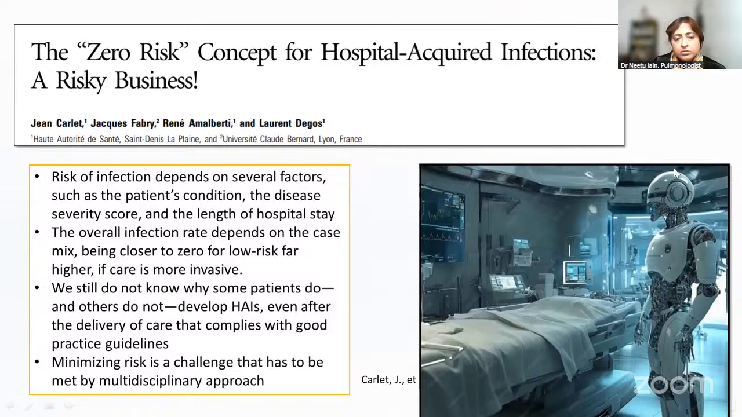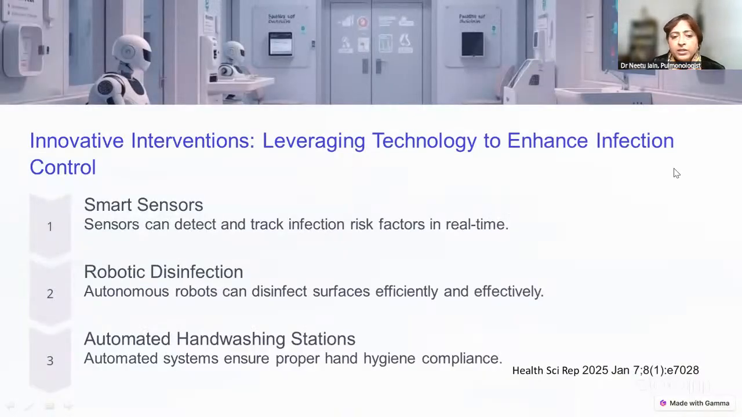So then taking it to another level, we can leverage technology to enhance ICU control, infection control, which includes smart sensors, robotic disinfection, and automatic hand washing stations. See, I feel that automated hand washing stations are very doable. They are very simple, and you can actually follow hand hygiene if you have automated hand washing.